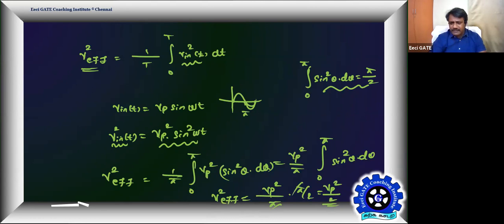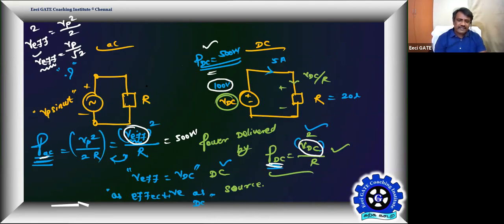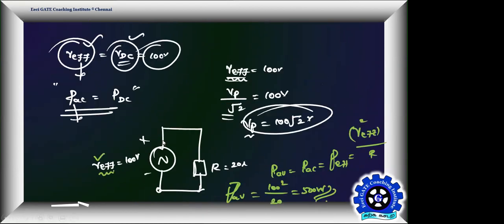Already we took this assignment here. So V effective square should be equal to Vp square by 2. I'm giving that proof mathematically. All of you getting this point? So hereafter, what is your conclusion?